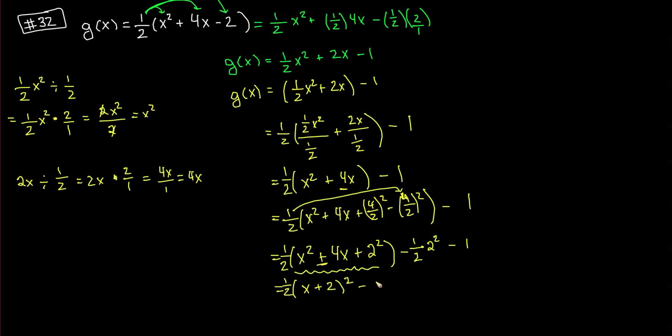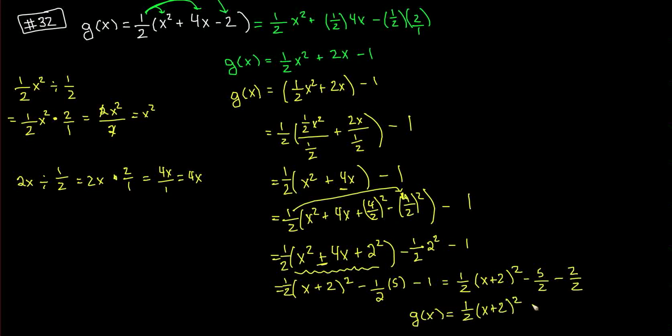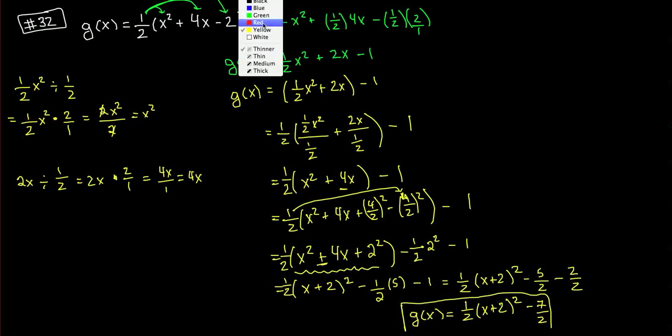And so this is going to be minus 1/2 times 5 minus 1. And that's going to be 1/2 x plus 2 squared minus 5/2 minus 2/2 for 1, right? Instead of 1, we write 2/2. So finally, g of x equals 1/2 x plus 2 squared minus 7/2. So minus 3.5. This is our equation, and if we want to rearrange it, we could write it like the following. We could write it like this if we wanted it to be just like how our model is.